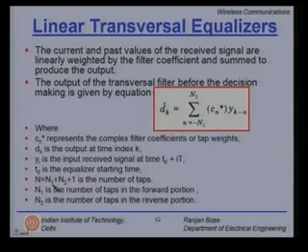N equal to N1 plus N2 plus 1 is the number of taps. What are N1 and N2? N1 is the number of taps in the forward portion, N2 is the number of taps in the reverse portion. So, this sums up the general linear transversal equalizer. How you adjust the weights is a different story. But this should give you, if the weights are correct and optimal, a good estimate of what was transmitted.